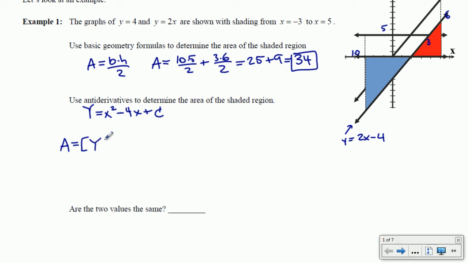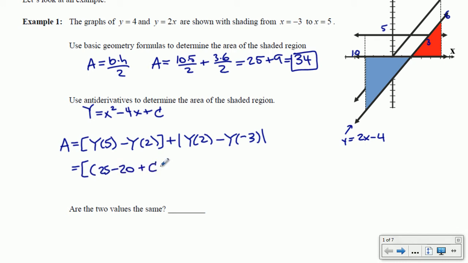For the red triangle, y at 5 minus y at 2, and for the blue triangle, we're going to go y at 2 minus y at -3. So we can sub in a 5 everywhere we see an x, we can sub a 2 everywhere we see an x, and so on. So the next step, we get 25 minus 20 plus c, minus 4 minus 8 plus c, as well as 4 minus 8 plus c, minus 9 plus 12 plus c.